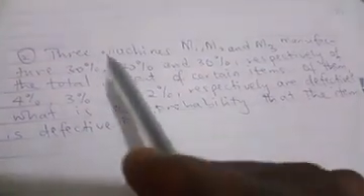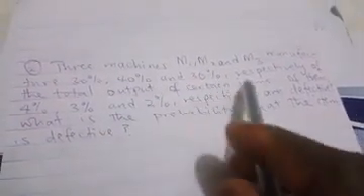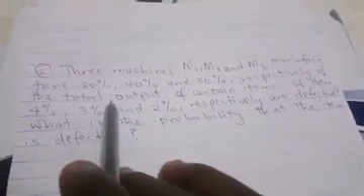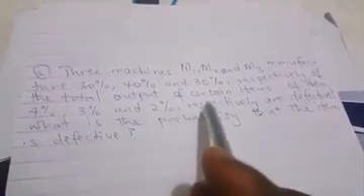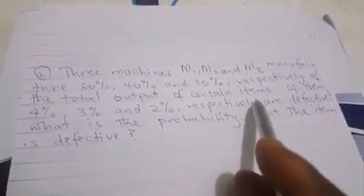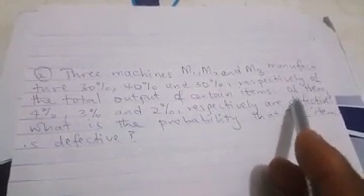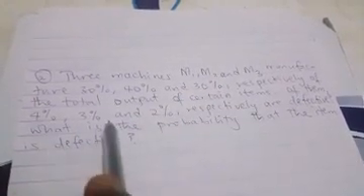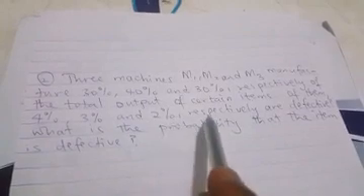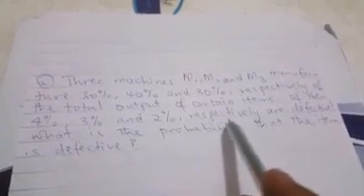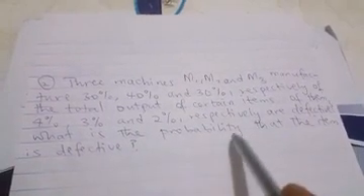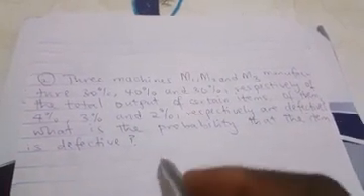Okay, we see the second example here. 3 machines, M1, M2, M3, manufacture 30%, 40%, and 30% respectively of the total output of certain items. Of them, 4%, 3%, and 2% respectively are defective. Of them, so that's conditional, are defective. What is the probability that the item is defective?